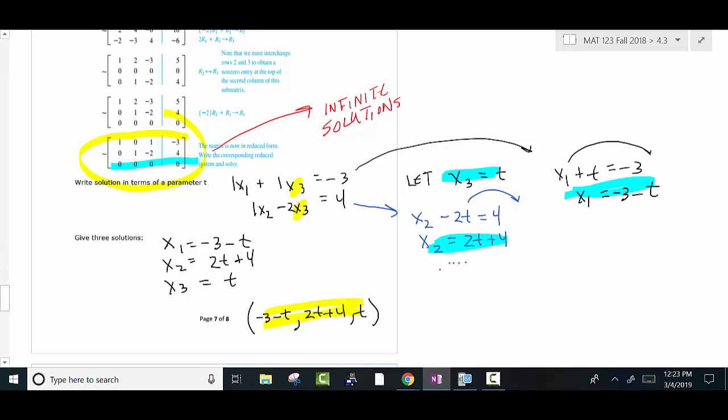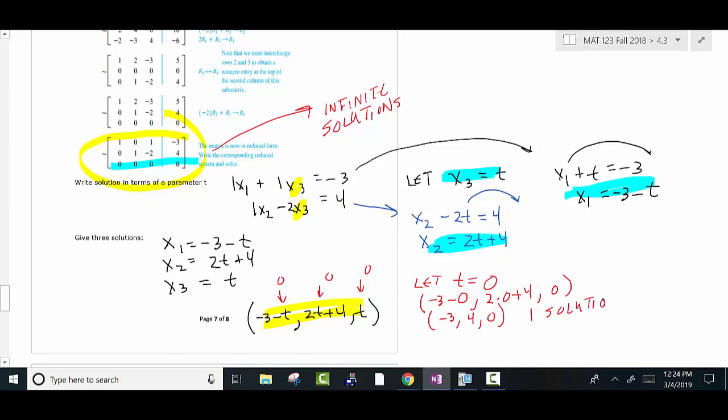Now I'm going to have you write one more thing, okay? Let's just let t be 0, and I'll give you one solution, just so that you get the idea. If you replace all of these t's with 0, this would give you one specific solution. This would be -3 minus 0, comma, 2 times 0 plus 4, comma, 0. And if you work out the details, that would be -3, 4, 0. So that is one solution.